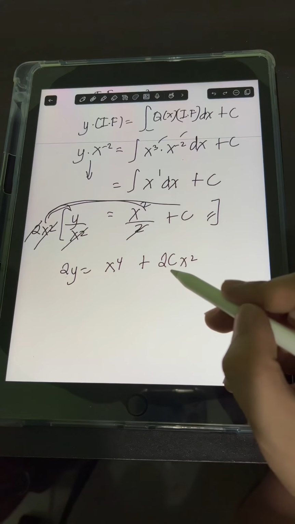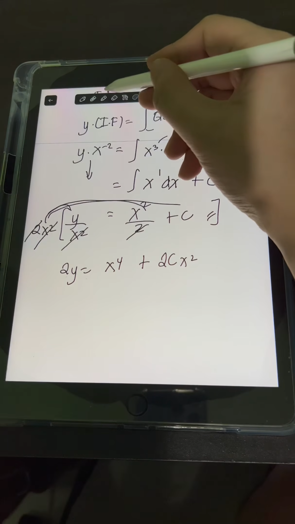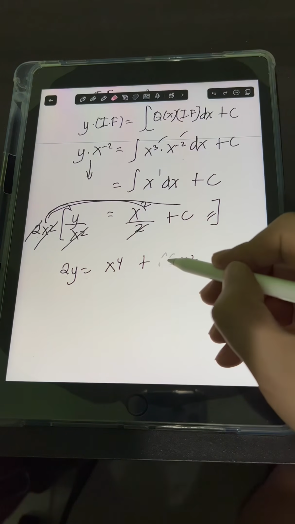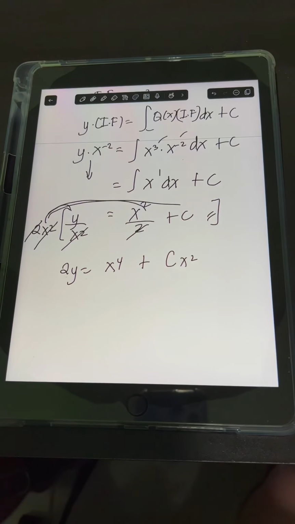But this 2 can be absorbed by the constant c. So we can just write it simply as cx². So this is the final answer: 2y = x⁴ + cx².